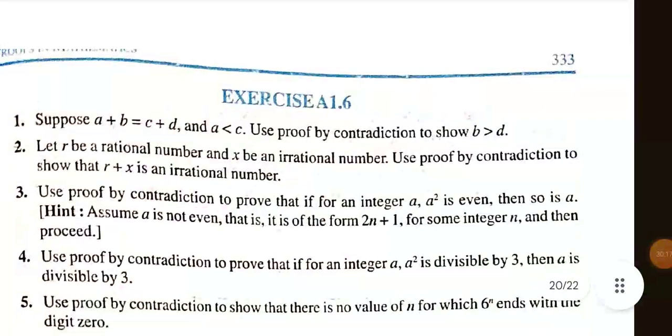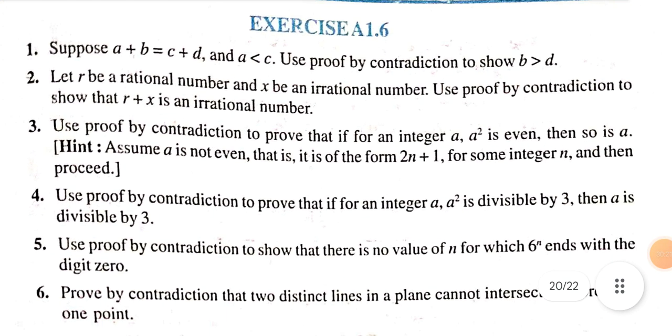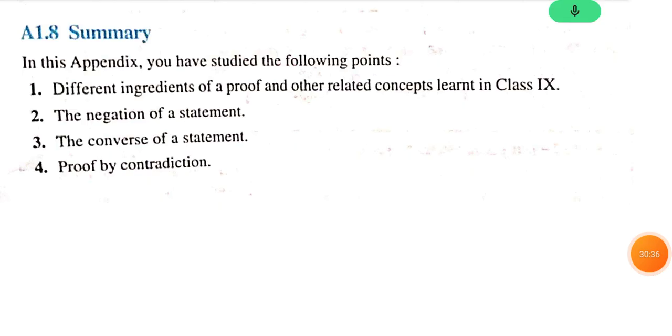Appendix A1, Proofs in Mathematics. Exercise A1.6. 1. Suppose A + B = C + D and A < C. Use proof by contradiction to show the result.